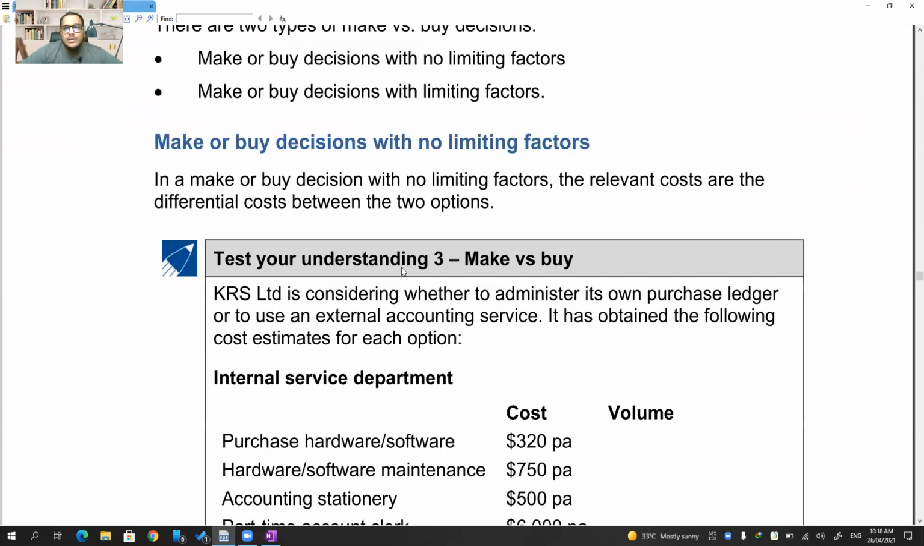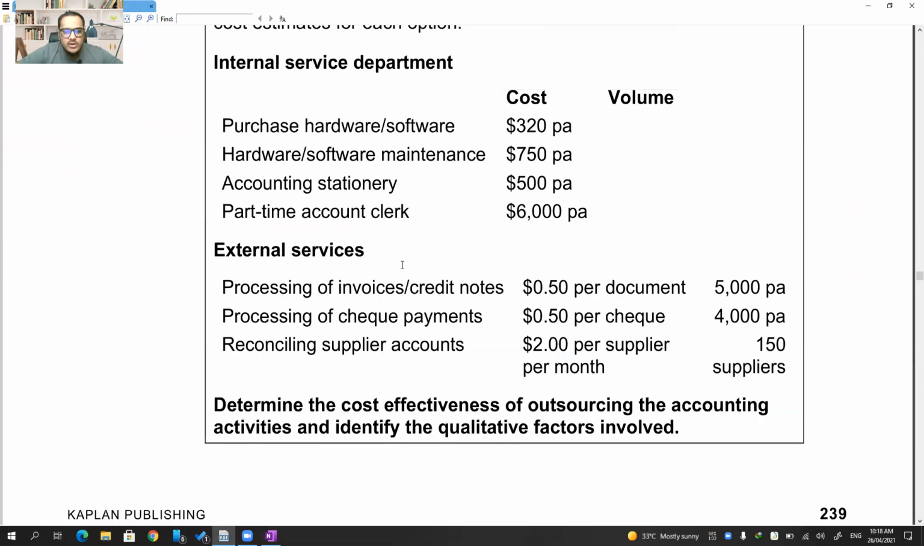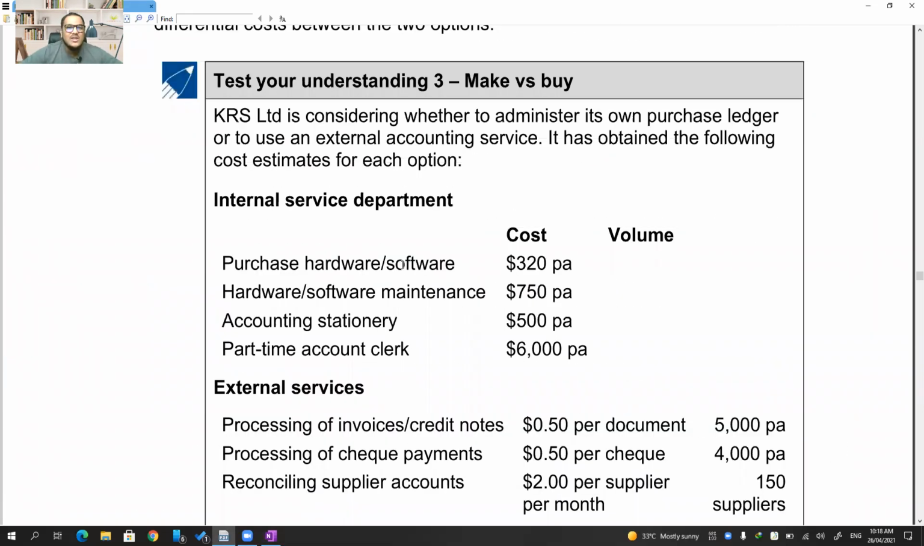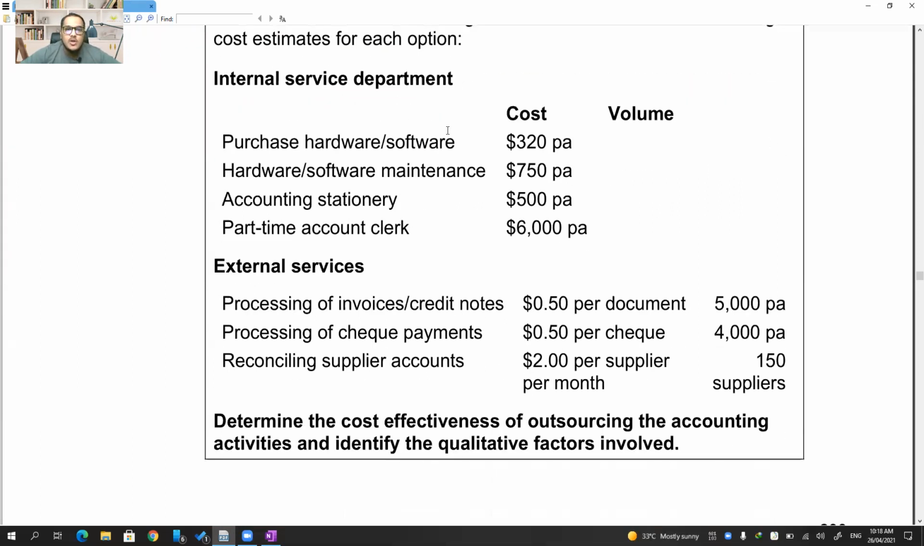Now look at this question. Once we are done with this question, I guess, okay, this is a very easy question. I'm not going to do it. I'll just explain how to do it. KRS Limited is considering whether to administer its own purchase ledger or to use an external accounting software. Either use your own system or get an additional outsourcing service. It has obtained the following cost estimates for each of these options.